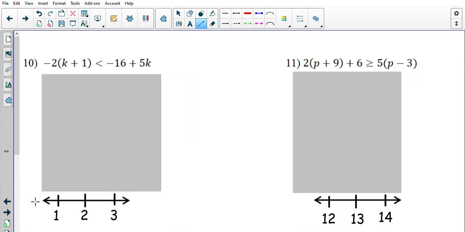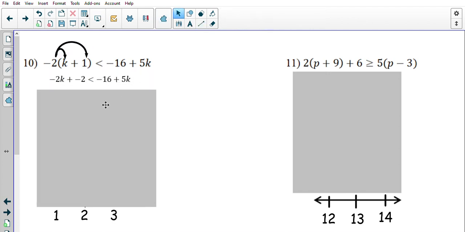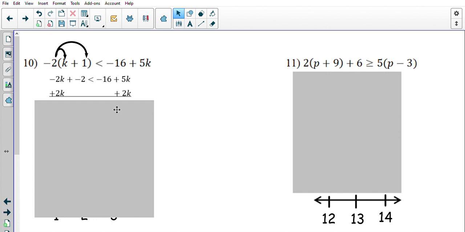Let's take a look at number 10. First thing I want to do is distribute this negative 2 into the parentheses. So take negative 2 times k and negative 2 times 1 will get us negative 2k plus negative 2 is less than negative 16 plus 5k. Negative 2k is smaller and it's negative, so I suggest adding 2k to both sides. Again, not the only way to do this, but if you subtract 5k on both sides, you're probably going to need to flip the inequality symbol as one of your final steps.